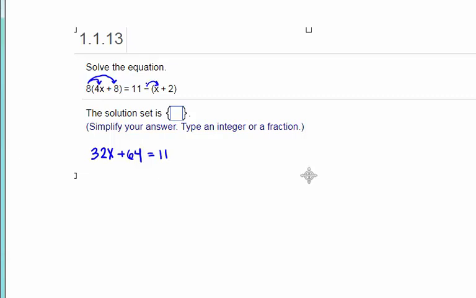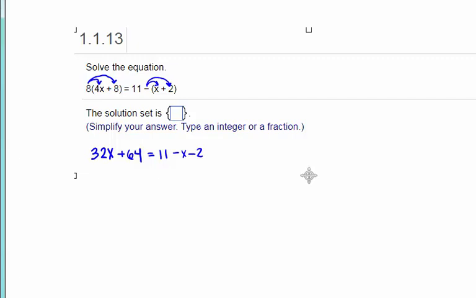I'm going to distribute this negative through this set of parentheses. So a negative times x is going to be a negative x, and a negative times a 2 is going to be a negative 2. Okay, once that's done, the parentheses are cleared.